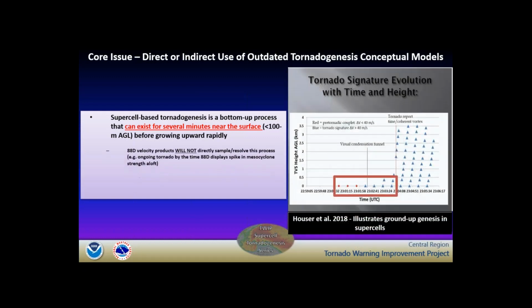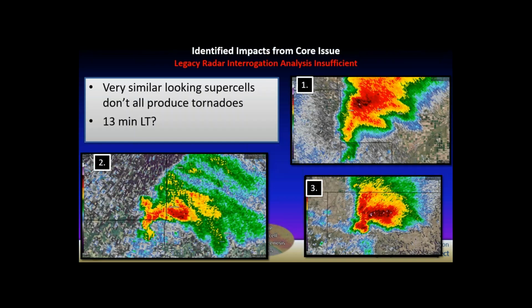And so this is important because it implies that this is occurring at levels that the 88D cannot sample or resolve before appearing, maybe as a spike in rotational couplet strength after the tornado is ongoing. And it also exposes a serious R2O disconnect, as this has been known via field projects for years. So this results in several impacts, including the reality that legacy radar interrogation methods are insufficient.